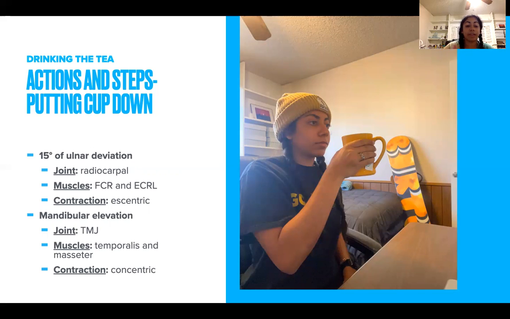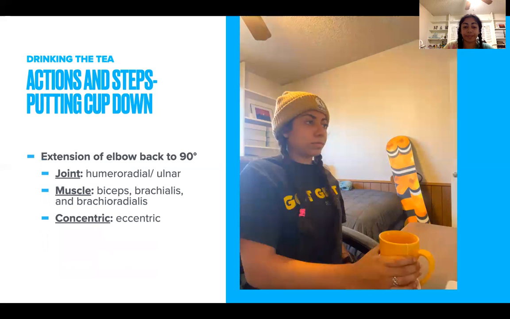Closing your mouth involves a concentric contraction as you elevate the mandible at the temporomandibular joint. The prime movers for this are the temporalis and the masseter. Lastly, you will need to extend your elbow back to 90 degrees. The humeroradial and humeroulnar joints will still be involved as you eccentrically contract your biceps brachii, brachialis, and brachioradialis back to the starting position.